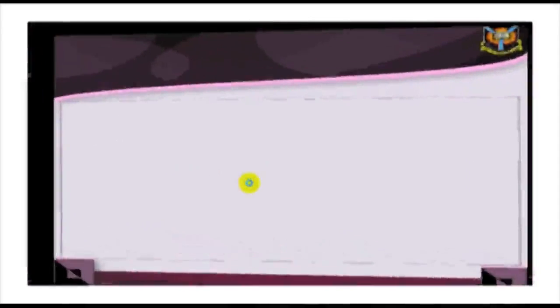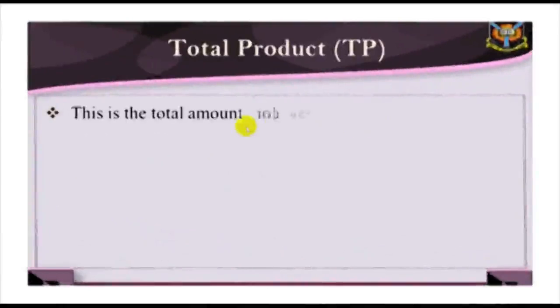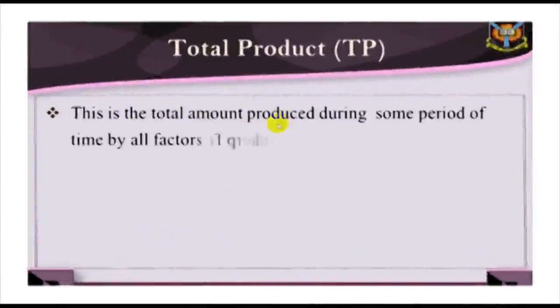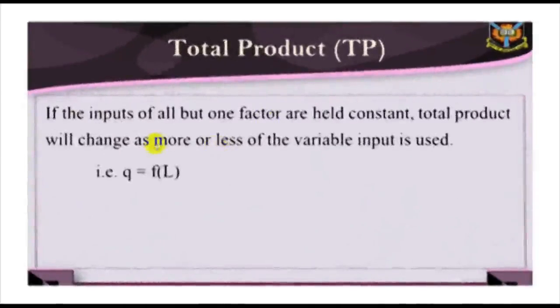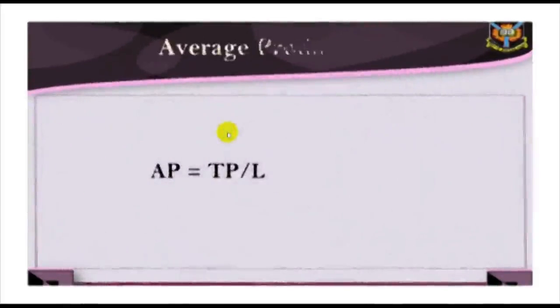Total product. This is the total amount produced during some period of time by all factors of production employed. If the inputs of all but one factor is held constant, total product will change as more or less of the variable input is used. That is, quantity is a function of labor.